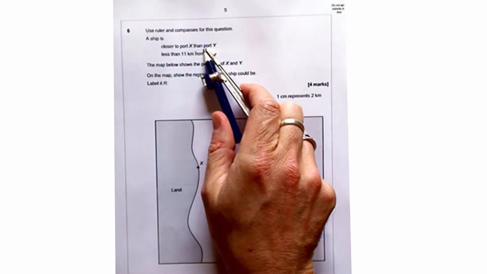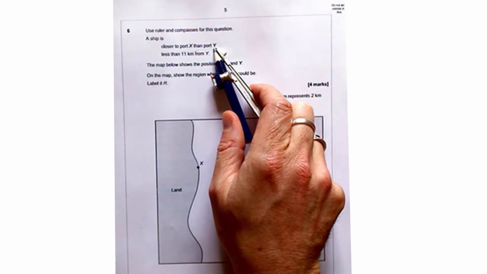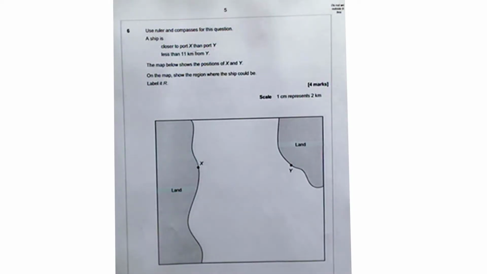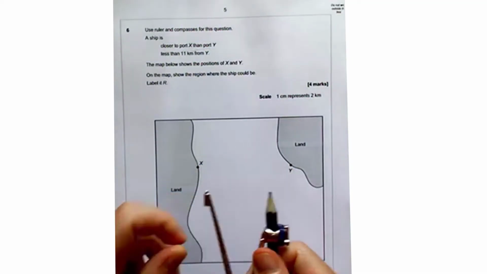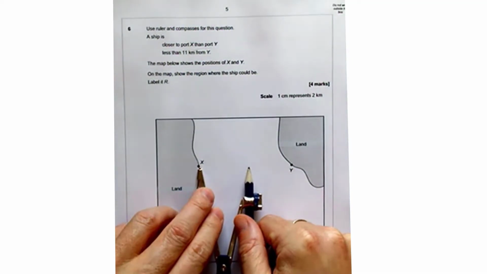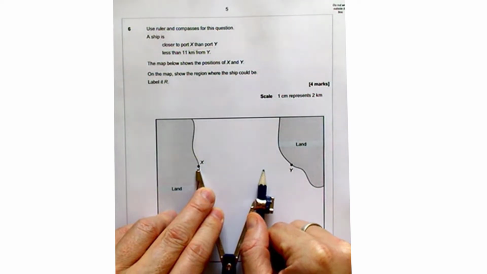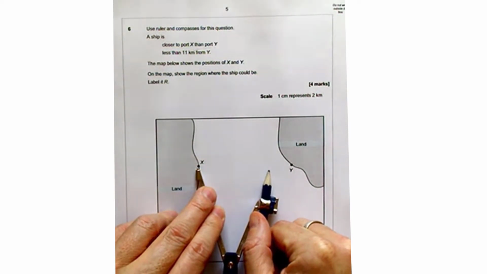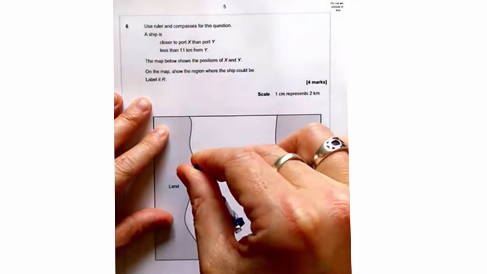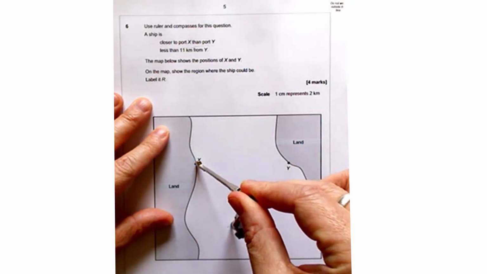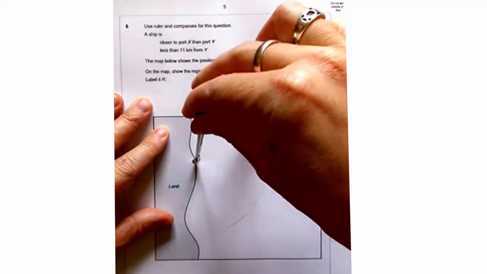Okay, so we're going to have to form a loci of points for closer to port X than port Y. Now, the points that are equidistant are going to be the perpendicular bisector of the line XY. So to form a perpendicular bisector, we set our compasses to more than half of the distance between the 2 points, and we draw an arc from X and an arc from Y.